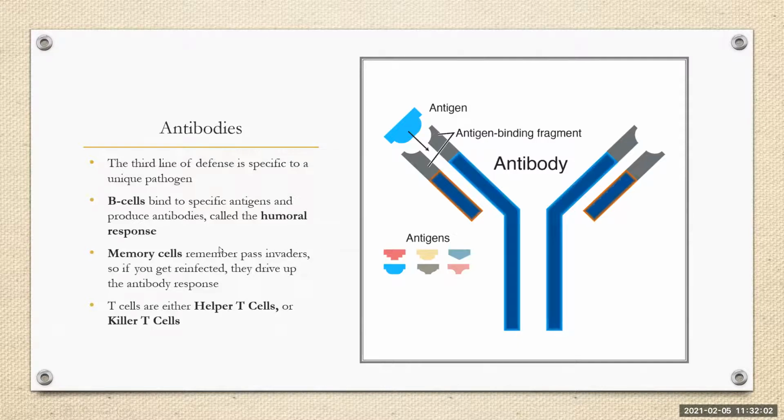So what happens when you have a repeated infection is that memory cells will remind the B cells what that infection is, and they'll produce antibodies, which helps prevent a worse infection from happening. And inside these two, you also have your helper T cells and your killer T cells. What they do is essentially just seek out that known invader and kill it.